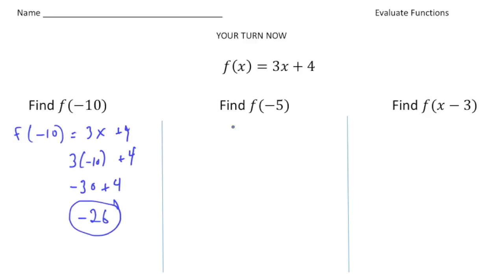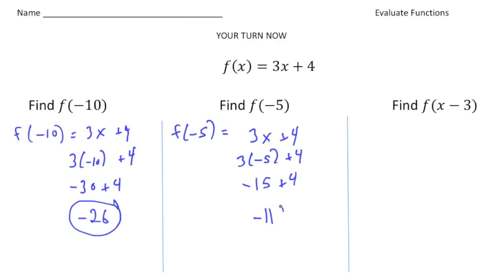The second one is f of negative 5. So it's going to be f of negative 5 equals 3x plus 4. Again, I'm going to substitute the negative 5 for the x, so it's 3 times negative 5 plus 4. That'll give us negative 15 plus 4, and negative 15 plus 4 gives us negative 11.